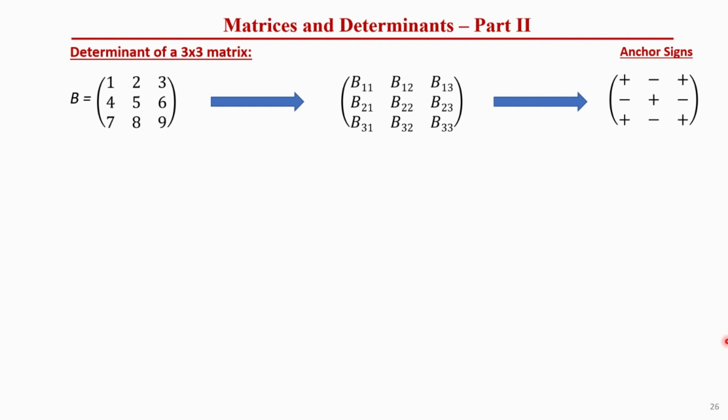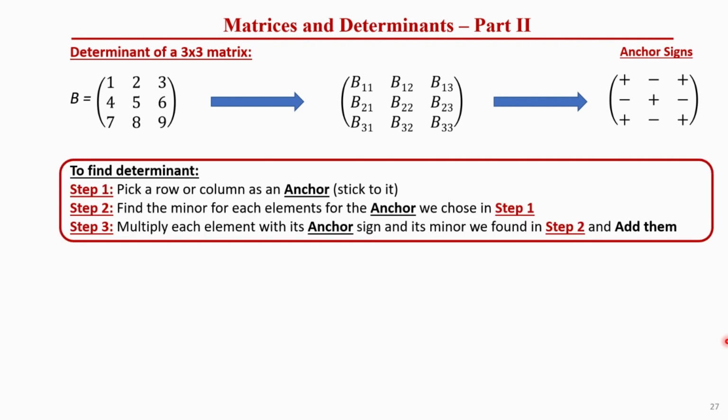So now we know the anchor signs for the elements of the matrix. We now know how to find the minors for the elements in a matrix. And we also know how to calculate the determinant, right, for a 2 by 2 matrix. That means we are well equipped with the tools needed to calculate the determinant of a 3 by 3 matrix. I'll walk you through the steps of how to find the determinant of a 3 by 3 matrix.